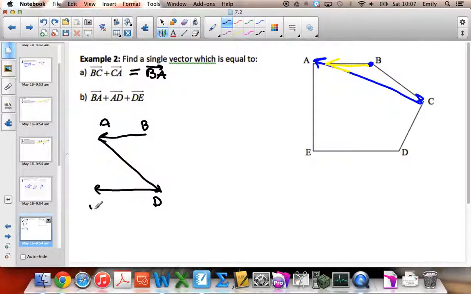So I'm always putting my tail on the head of the previous one, and I'm going to make my resultant by looking at the original tail and going to the final head, and that is going to be this new vector here is my resultant. Straight line again, we're pretending. That straight line vector is BE. And that is the addition of vectors.